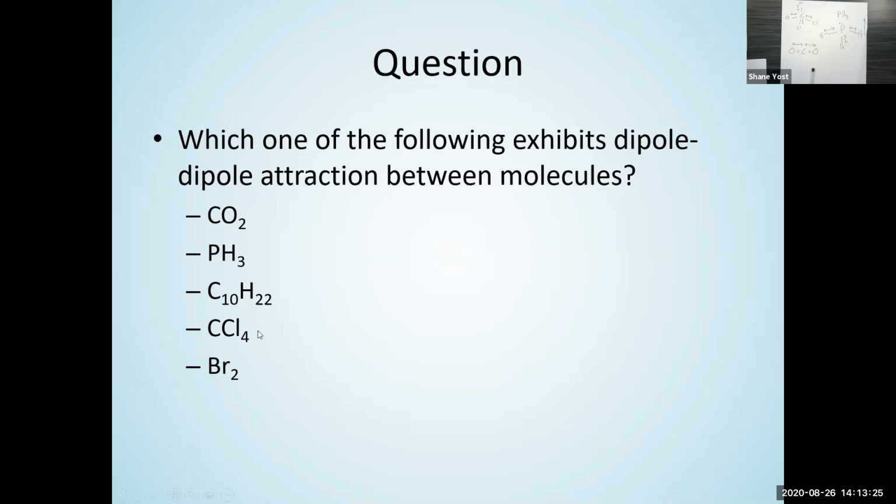If it's pure hydrocarbons, then there will be no dipole-dipole forces, and it's just dispersion interactions. And so in this case, PH3 is the molecule that will exhibit dipole-dipole attractions between other PH3 molecules. The rest of these four molecules, CO2, C10H22, CCl4, Br2, all have just dispersion interactions as their predominant intermolecular force. Questions?